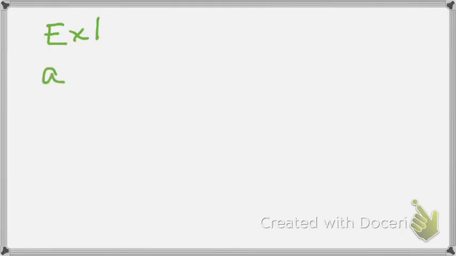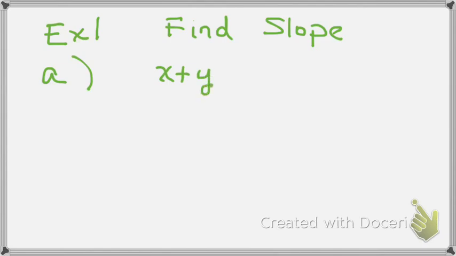So A, the instructions are the same for all. It's find slope. So letter A, I give you the equation x plus y over 3 plus 14 equals 7 and ask you to find the slope. How can I find the slope of that line?